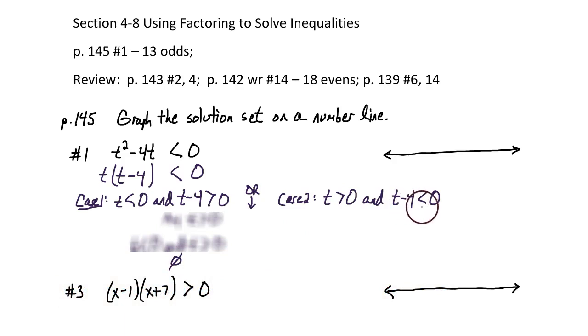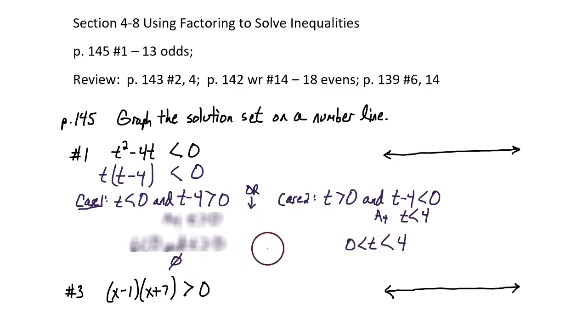Now let's look over here at case number 2. There's nothing that we need to do on this first one, but on this one here we need to add 4 to both sides, getting t is less than 4. T is greater than 0 and t is less than 4. Let's consider those two things together. To say that t is greater than 0 and it's less than 4 is equivalent to this statement. 0 is less than t, which is less than 4.